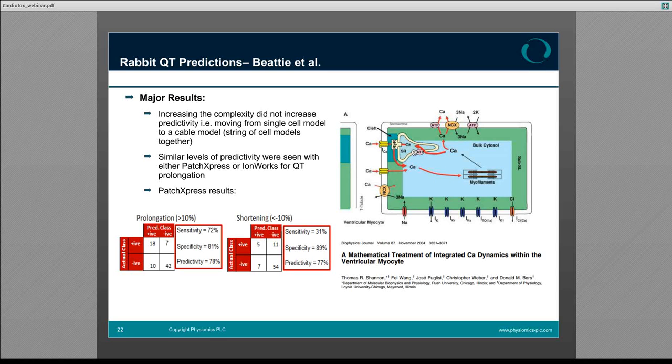And that's what this table at the bottom basically summarizes, in terms of how good the model was at detecting prolongation or shortening. As you can see, for prolongation, it seems very, very good. Sensitivity is around 72%, specificity 81%, and predictivity 78%. However, for shortening, the sensitivity was quite low. Also on this slide, we can see an example of the model that was used. The model was developed by Shannon et al., and it's a brief cartoon that describes the ion channels and transporters that were involved in the model.